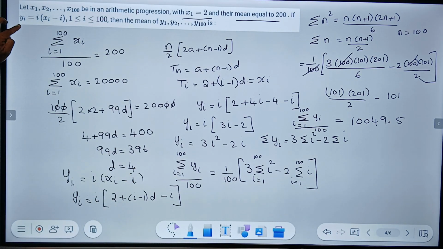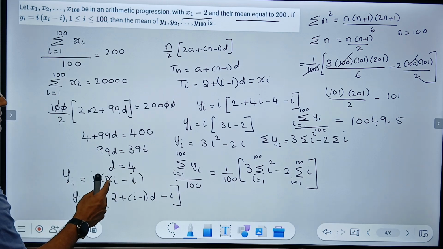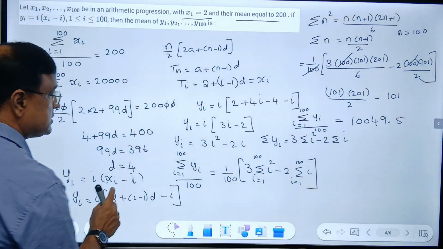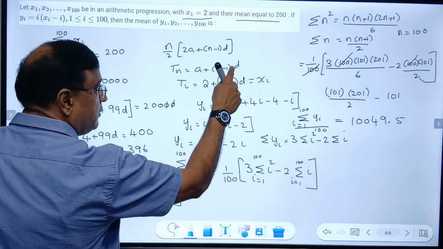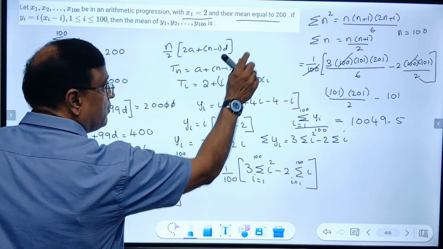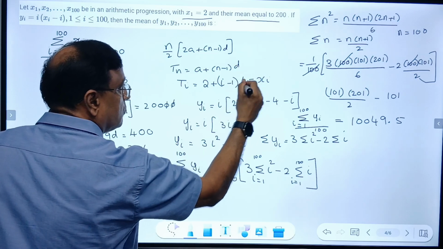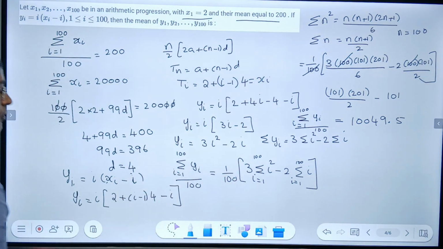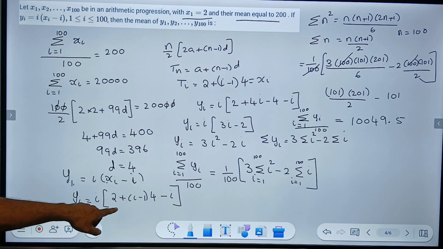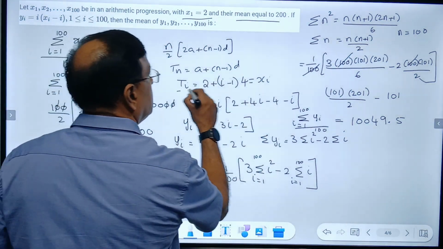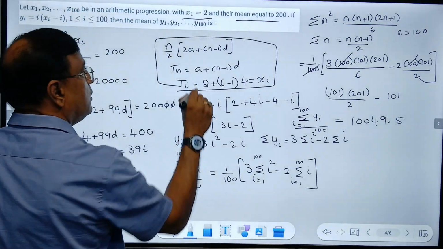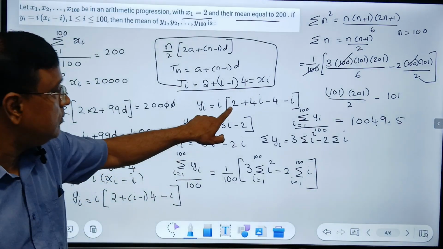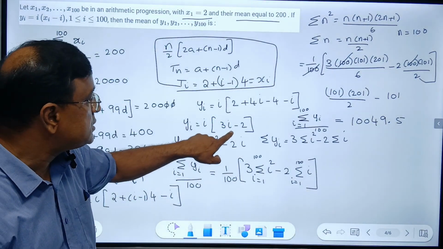Now I go to the next information that is given: yi equal to i into xi minus i. Now I want to know what my xi is. xi is the nth term, a plus n minus 1 into d, which is 2 plus n minus 1 into d. Actually my d is 4, so you can substitute d as 4. If you open the bracket and simplify, yi equal to i into, if you simplify this, I get this expression.